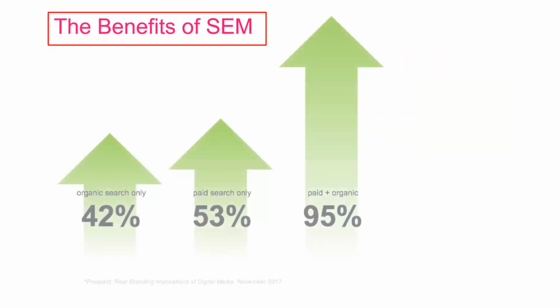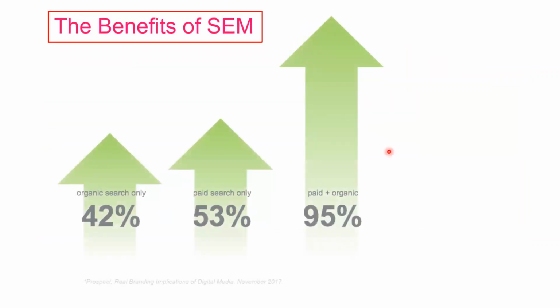Here's how that happens with the brand lift. So let's say you only have an organic search listing. Well, in that case, you have a 42% likelihood that someone's going to visit your website. Or you have no organic listing and only a paid listing, it goes up slightly, but not much. You have a 53% likelihood that that person's going to visit your website. But when you've coupled a paid and organic listing, it goes up to 95% likelihood that that user will visit your website.